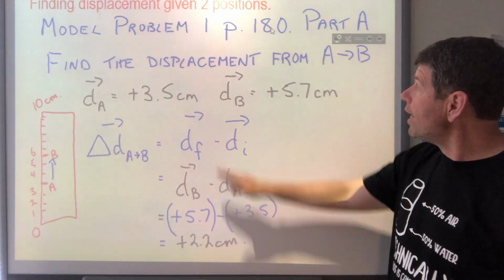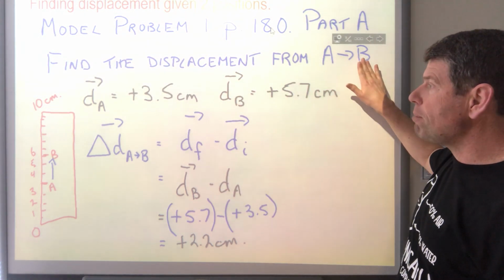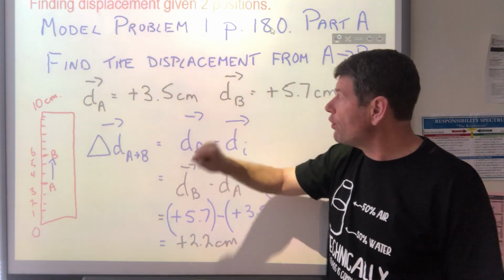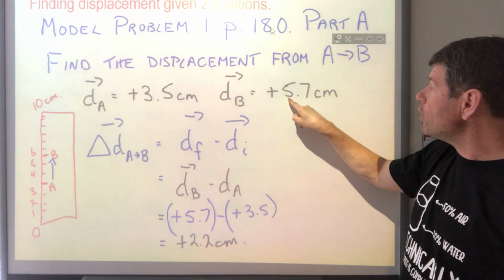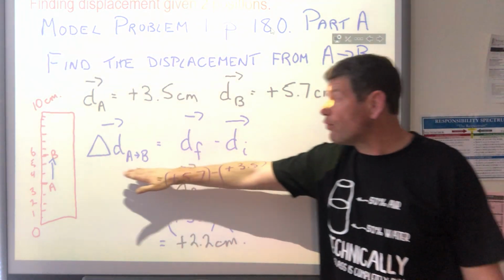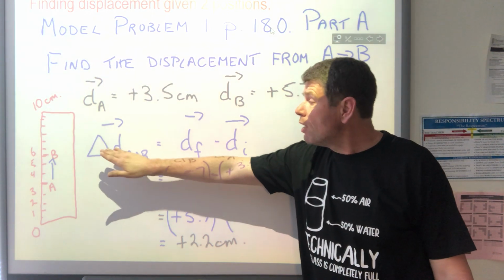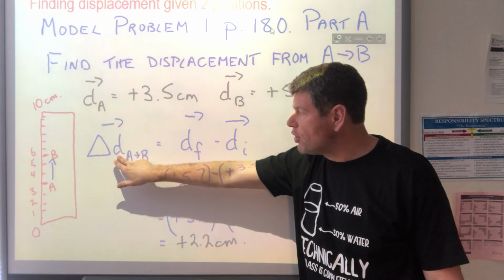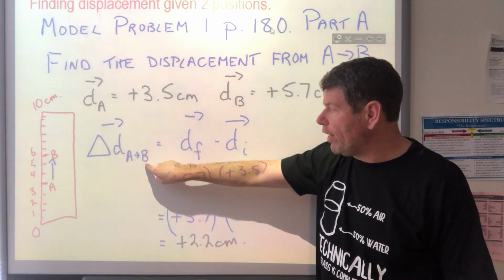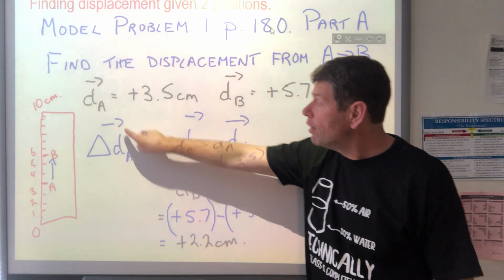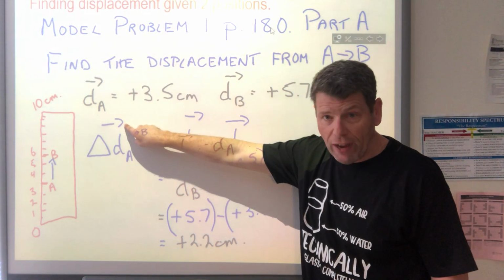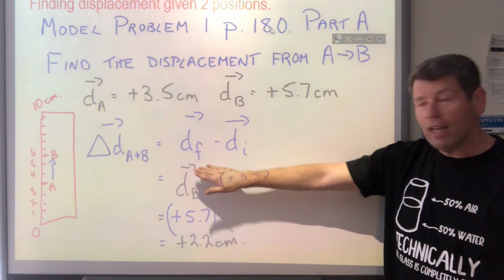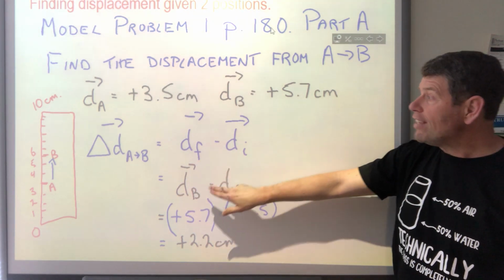So remember that the question says, find the displacement from A to B. I've given my position at A, positive 3.5, my position at B, positive 5.7 centimeters. Remember that formula you had on the previous slide? Displacement, and again I'm writing, remember displacement is change in position from A to B, quite often handy to do this subscript. This is reminding me that it's a vector quantity. It's going to need direction when I'm done. That's equal to the final position minus the initial position.